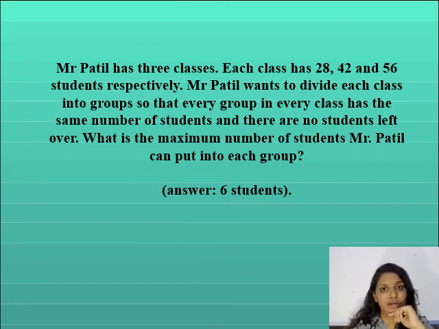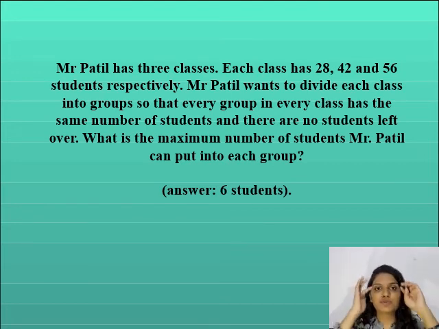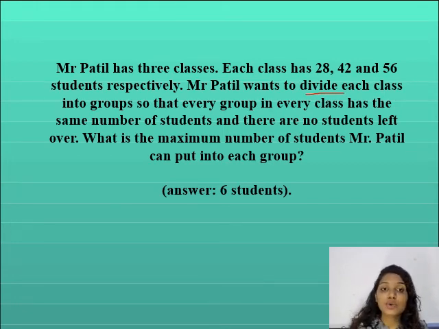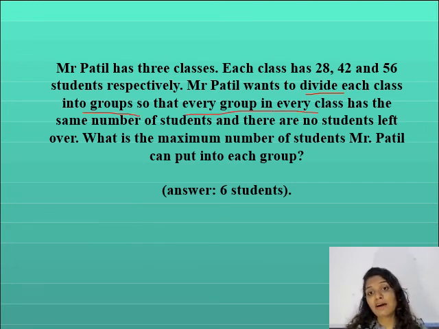Mr. Patil has 3 classes. Each class has 28, 42 and 56 students. So these are the numbers which are given to you. Now, Mr. Patil wants to divide. Here we got the magical word, divide, right? Means all these numbers have to be divided into groups. Now those groups have to be equal, right? Because every group in every class has the same number. So we have to divide the numbers equally.